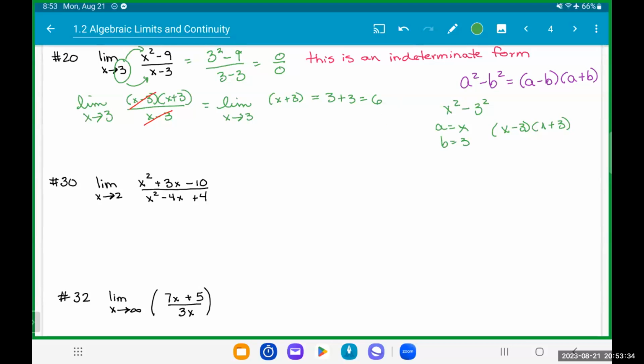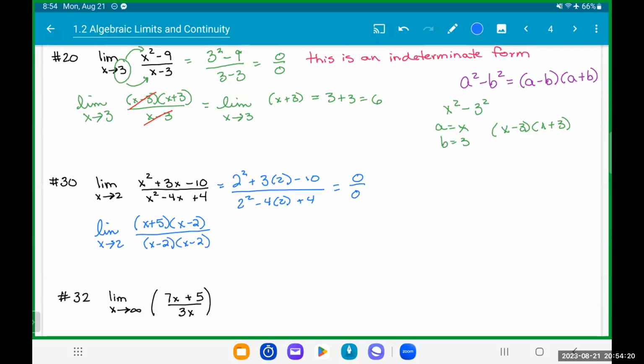This next example, we'll see another form of the indeterminate form, right? So we plug in that 2. I'm going to do just the different colors to break it up. So we have 2 squared plus 3 times 2 minus 10 divided by 2 squared minus 4 times 2 plus 4. Those are going to be 0 over 0. Okay, so again, we have that indeterminate form, so we have to factor. So we'll say our limit as x approaches 2. We're going to factor this, so that would be x plus 5, x minus 2, divided by factoring the denominator, that's x minus 2, x minus 2. Okay, you can see that we have an x minus 2 in the numerator and in the denominator, so those will cancel out with each other. And that leaves us with the limit as x approaches 2 of x plus 5 over x minus 2.